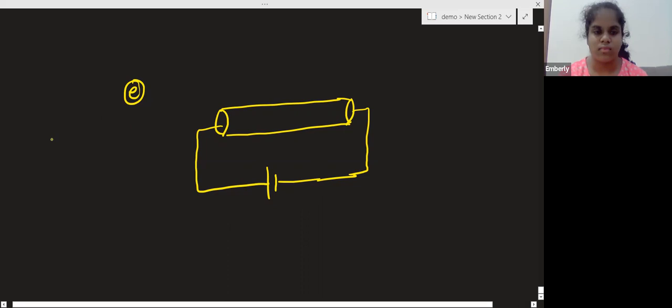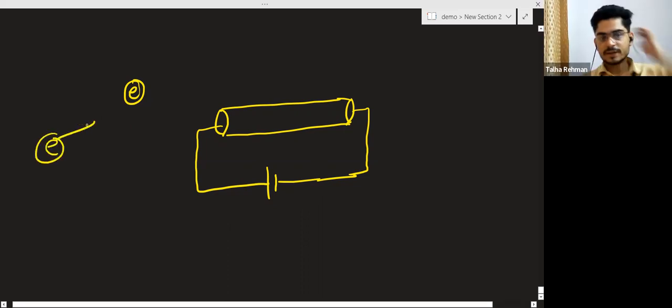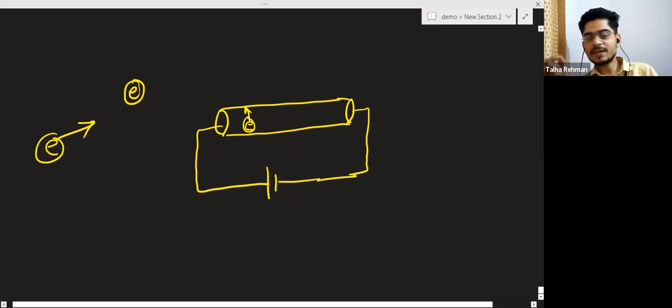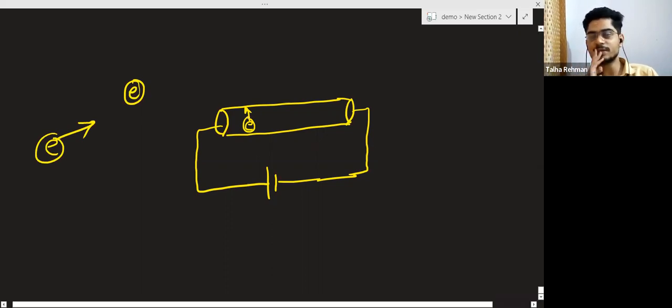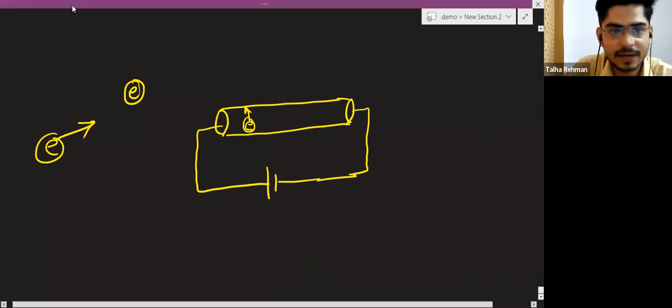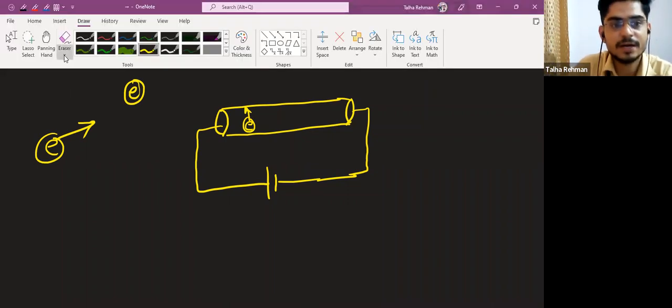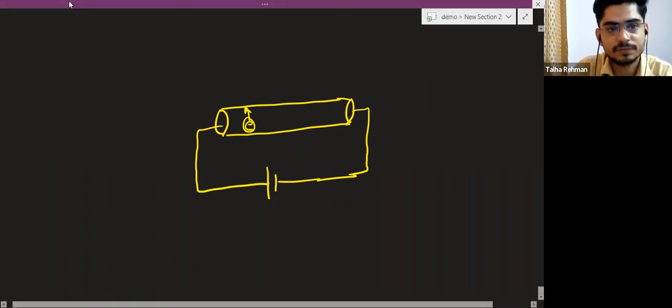Initially, the electrons inside the conductor are in random motion. Means some electrons are going like this, like this, like this. This is the condition of a class before there is a teacher in the class. You can see all the students moving from here to here. So you can think like that.